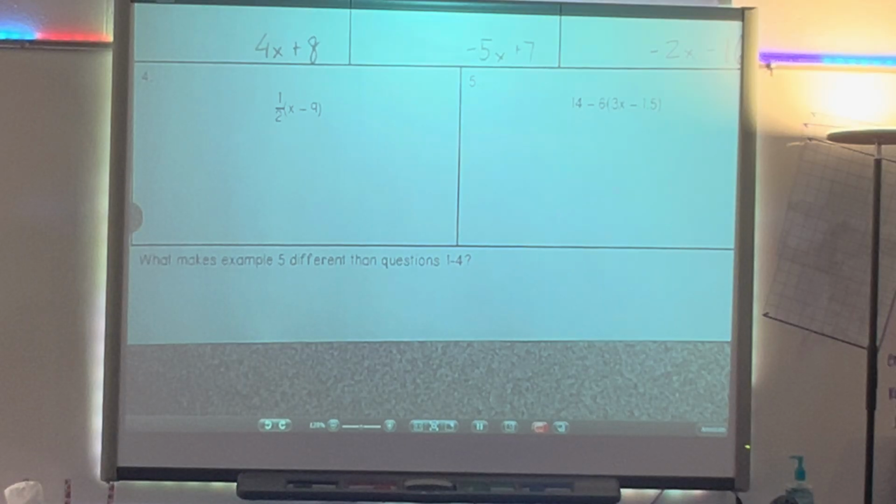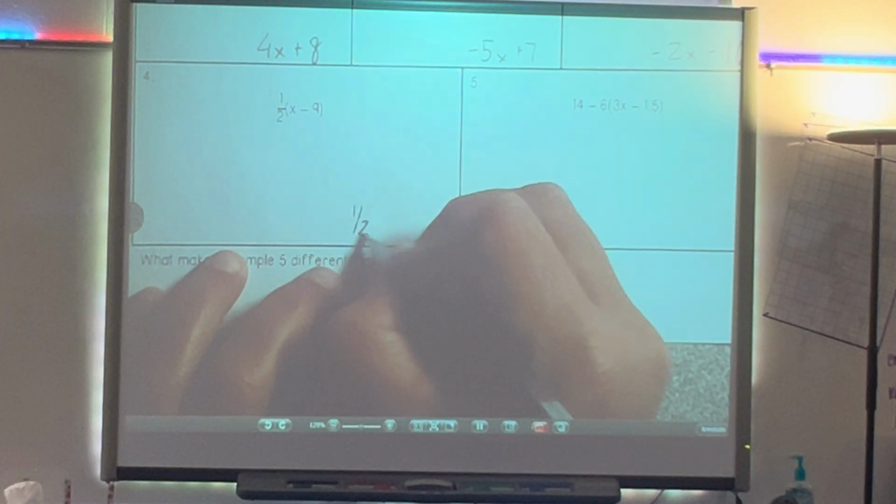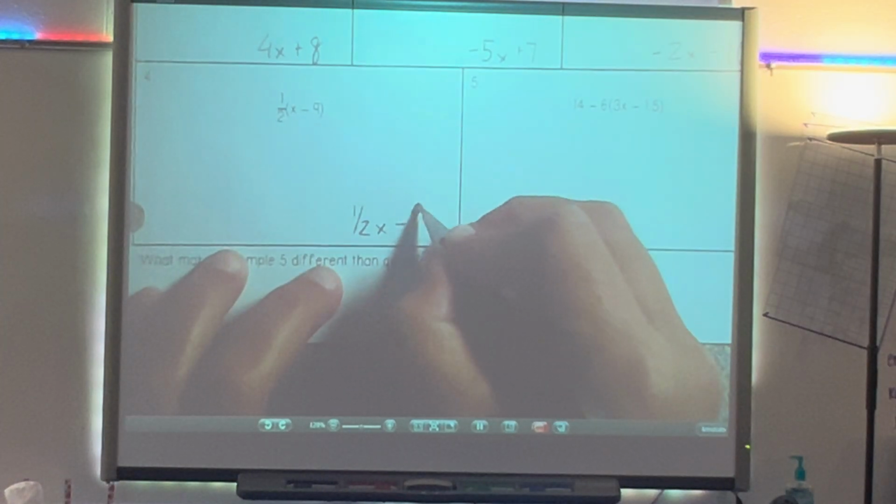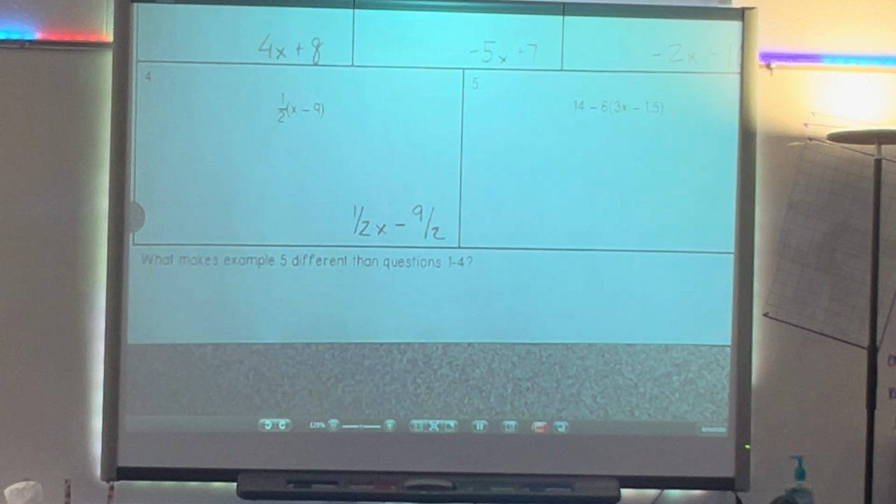Alright, what do we get here? What do I get for my x value, my coefficient? Good, 1/2 x. Minus, and we're going to write it this way, minus 9/2. You may not like it that way, but that's how you're going to write it. I don't want the mixed number, I don't want the decimal. I want the improper fraction. Everybody okay there? Alright, next one.